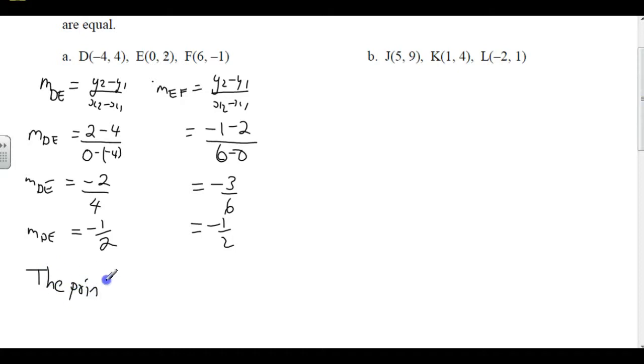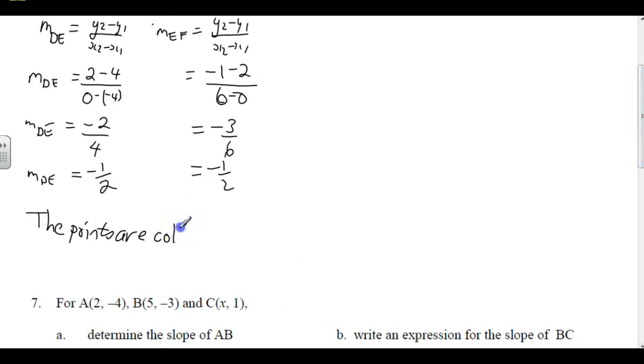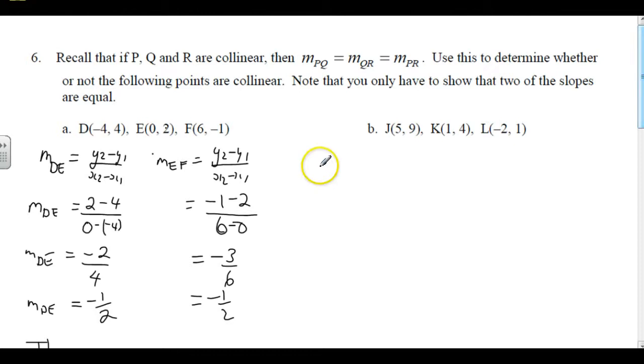The points are collinear. One L or two Ls? Two Ls. Collinear. Okay, and what was the other slope that we could work out? It would be DF. And DF would be negative 1 minus 4 over 6 minus negative 4, which is negative 5 over 10, or negative 1/2. We didn't have to do that, but if these two are negative 1/2, then this has to be negative 1/2 because the points are collinear.